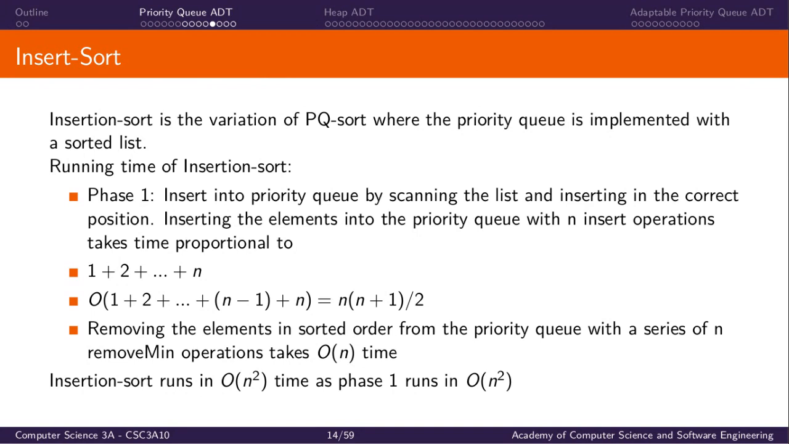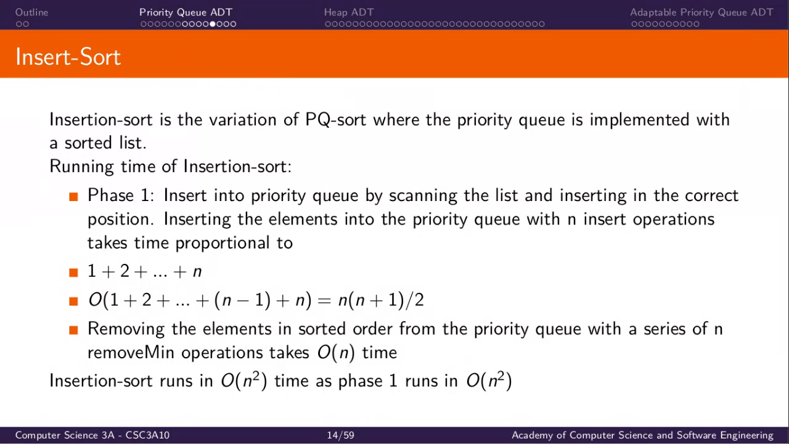So we end up with the same expression, and that is quadratic time. Then removing them from this sorted PQ, priority queue, because they're now kept in sorted order, remove min runs in constant time. We simply remove the next one because we've kept them in that order. N of those operations takes linear time. Phase 1 now takes quadratic time. Phase 2 takes linear time. Overall, we have that big O n squared time.